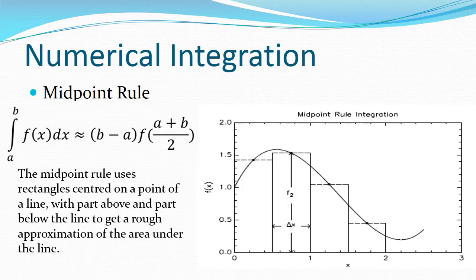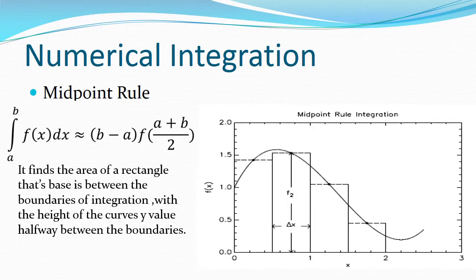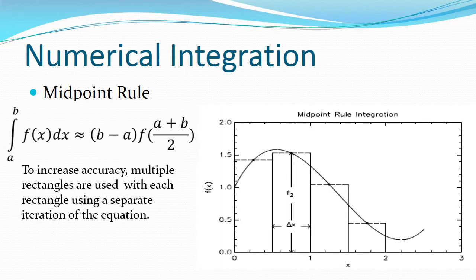The midpoint rule uses rectangles centered on a point of the line, with part above and part below the line, to get a rough approximation of the area under the line. It finds the area of a rectangle that spans the boundaries of integration, with the height of the curve's y value halfway between the boundaries. To increase accuracy, multiple rectangles are used, with each rectangle using a separate iteration of the equation.